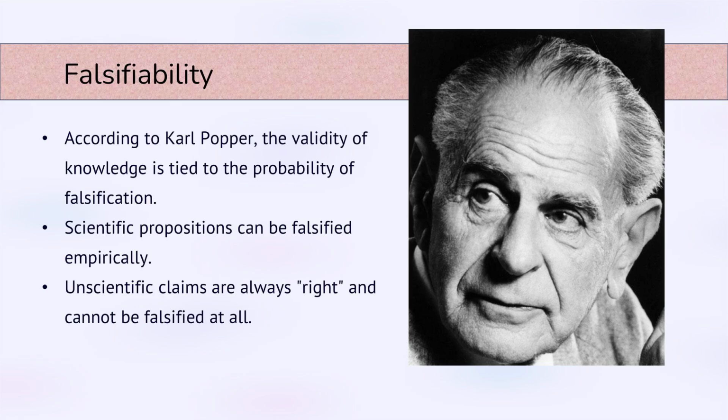The concept, falsifiability, was introduced by Karl Popper, a prominent philosopher of science. According to Popper, the validity of knowledge is tied to the probability of falsification. Scientific propositions can be falsified empirically. On the other hand, unscientific claims are always right and cannot be falsified at all. We cannot conclusively affirm a hypothesis, but we can conclusively negate it. The more specific a theory is, the higher the possibility that the statement can be negated. When there is no or low degree of freedom, the data could be fit with any theory, and thus the theory is said to be unfalsifiable.